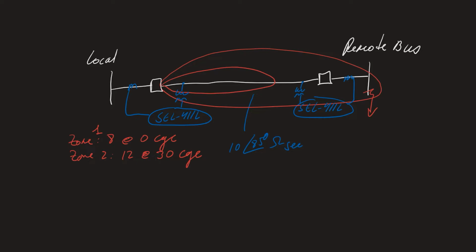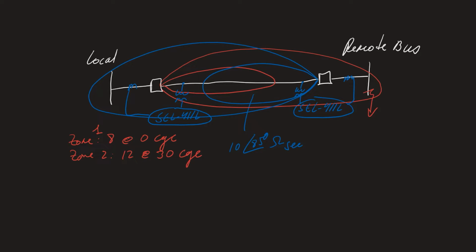Now, if we do the same thing at the remote end, and let's actually go ahead and draw it over here. Again, a typical scheme here would be that the zone 1 of the remote end would be set to 80% of the transmission line, and the zone 2 would be, let's say, 120% of the transmission line. So we can do the same thing at the remote end.